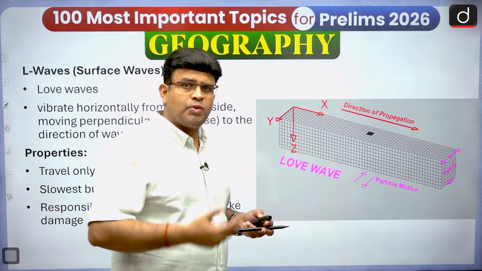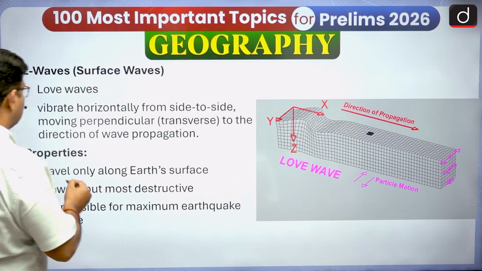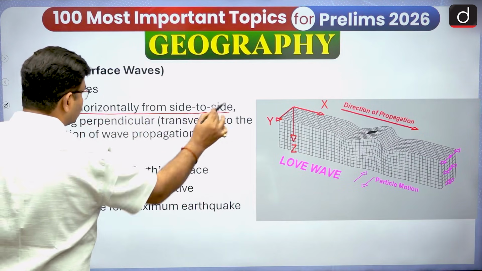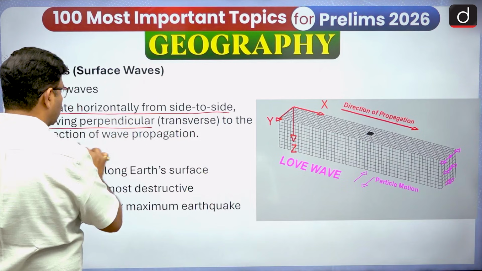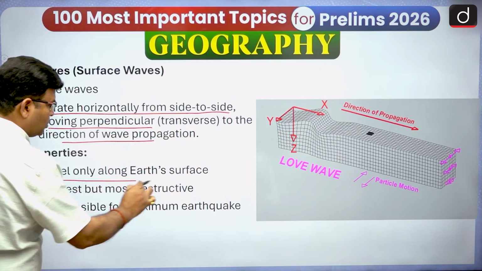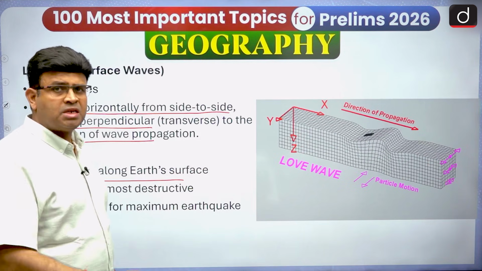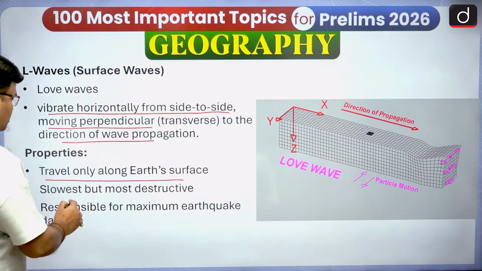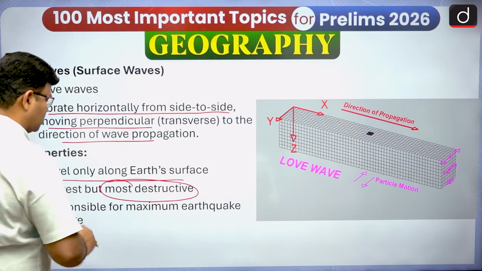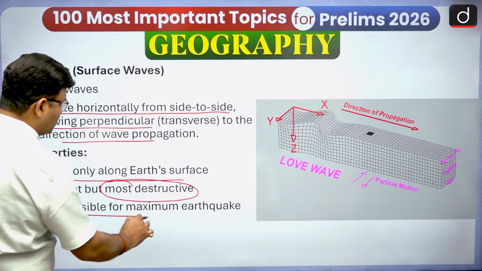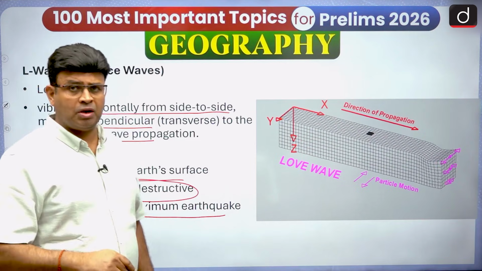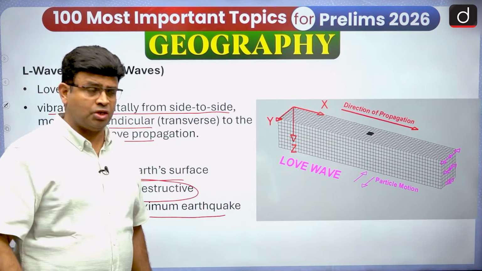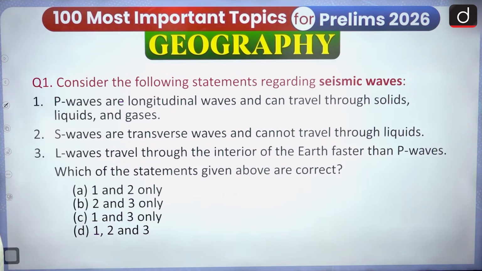So it is a disastrous surface wave, and we can say that the vibration is taking place horizontally from side to side, moving perpendicular, like a transverse wave, to the direction of the wave. It travels along the earth's surface, nearby the surface. It is the slowest but most destructive, and responsible for maximum earthquake damage. So this Love wave, or L wave, causes the maximum damage onto the earth's surface.